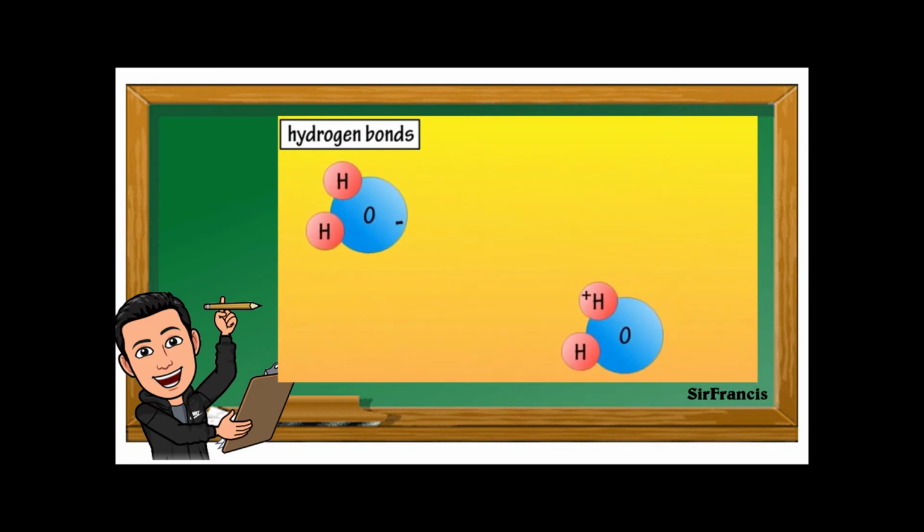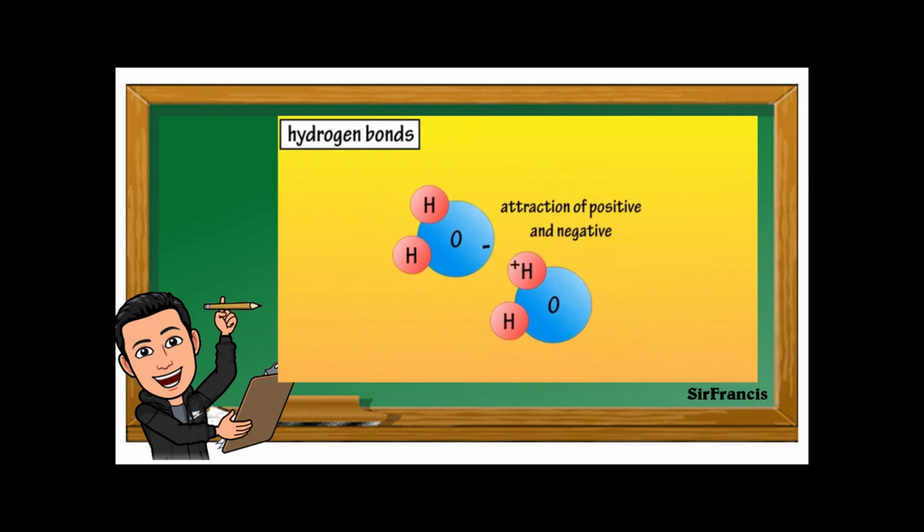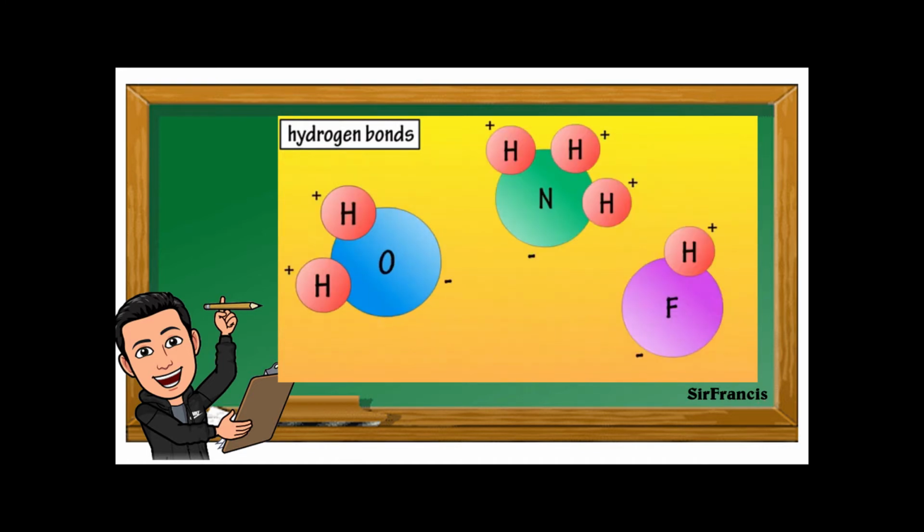These charged ends weakly attach the positive end of one water molecule to the negative end of an adjacent water molecule. When water is in liquid form, there are a few hydrogen bonds. In solid form, many hydrogen bonds, and when water is steam or gas, there are no bonds because the molecules are too far apart to form any bonds. Hydrogen bonds only form between hydrogen atoms that are covalently bonded to an oxygen, nitrogen, or fluorine atom.